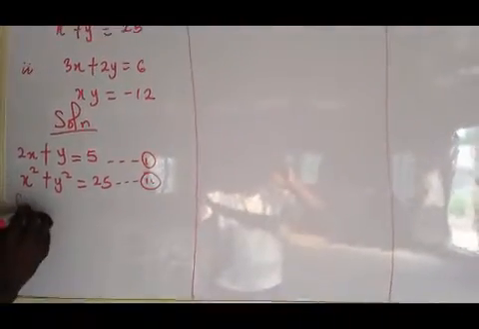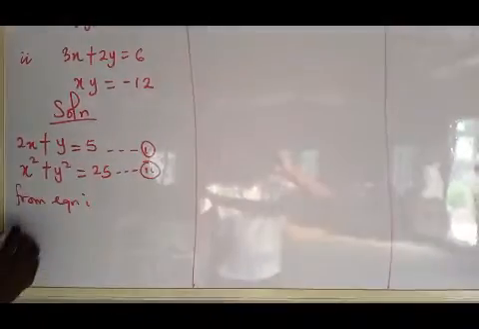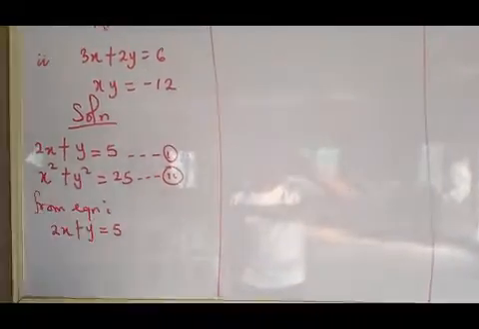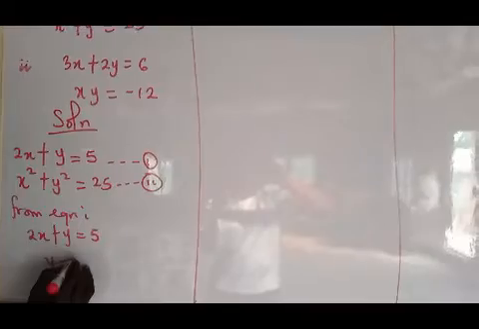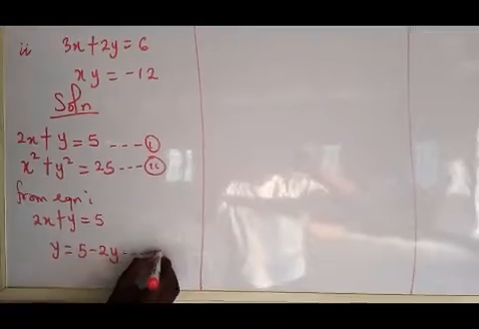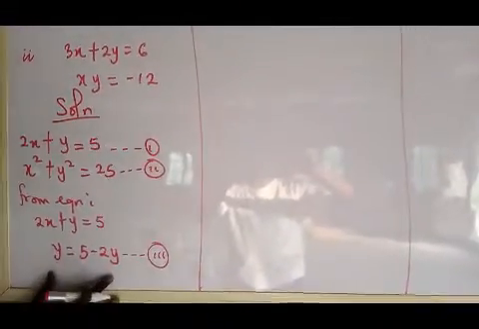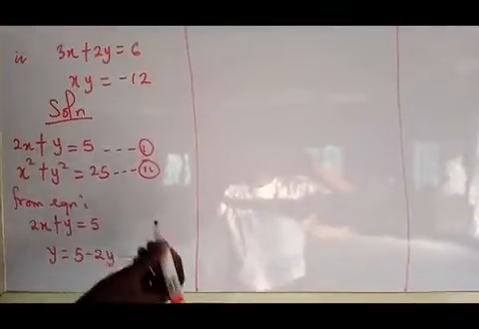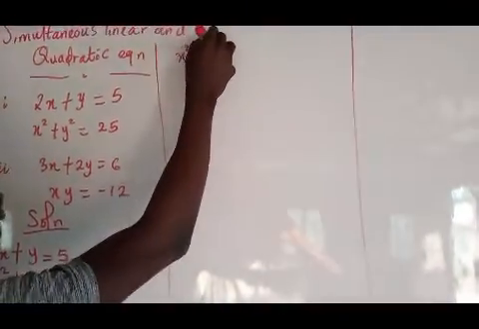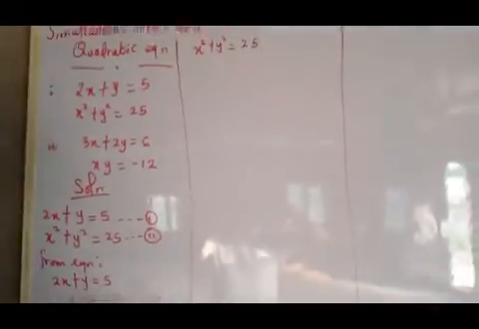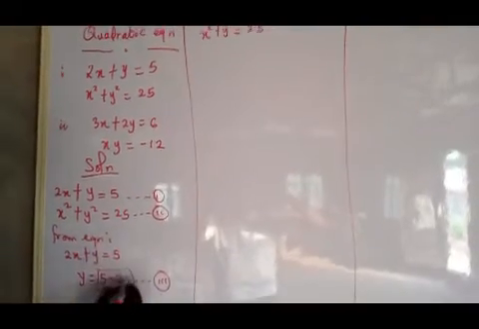So say from equation 1, we have 2x plus y equals 5. Make y the subject of the formula. That will be y equals 5 minus 2x. Call this one equation 3. Now we substitute equation 3 into equation 2. Equation 2 is x squared plus y squared equals 25. So anywhere we see y, we are going to put 5 minus 2x.